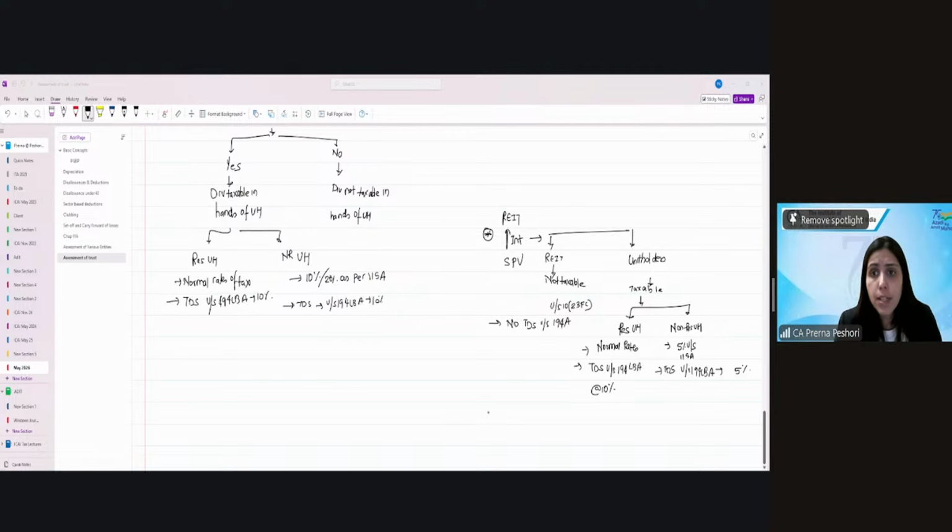Now, it is possible that the REIT is also paying some interest. REIT could have also borrowed some funds.